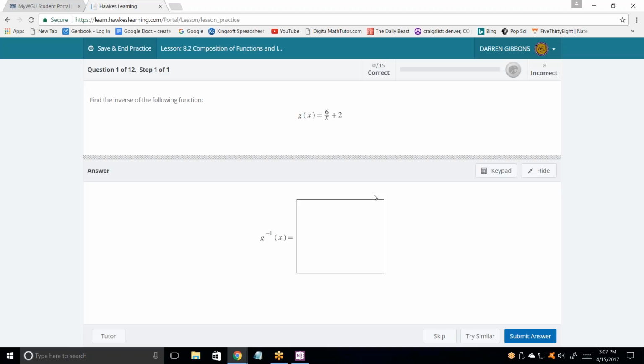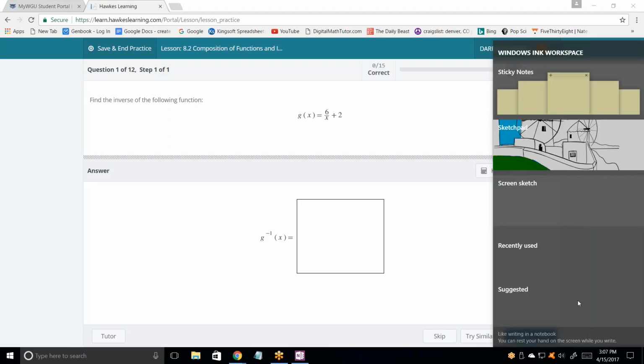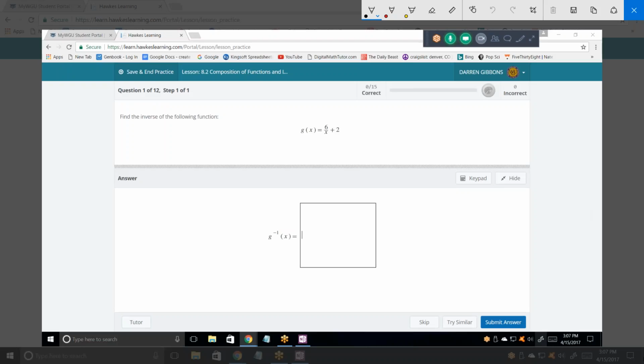Oh, they're going to start us off with inverse functions. Okay. Inverse functions are actually quite easy. There's only 2 steps you need to do. First step, write it as a function with y instead of g of x. Okay, so the first step is y equals 6 over x plus 2.